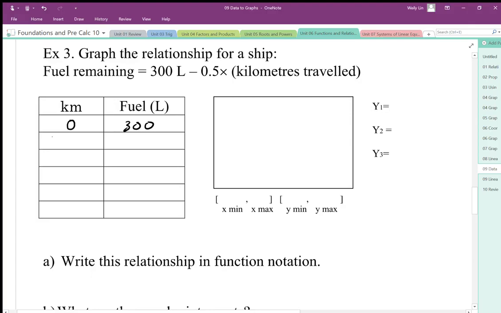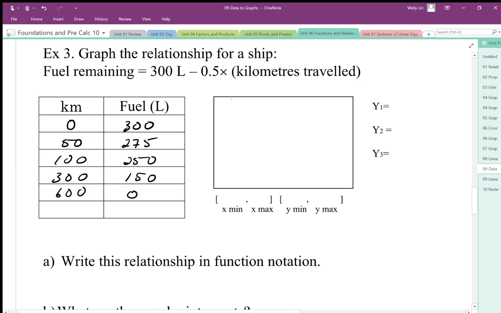So let's say we travel 100 kilometers. Okay, so maybe we should make smaller increments. Let's say 50 kilometers. We're going to lose 25 liters of fuel. Okay, so 0.5 times 50. Subtract that from 300. Okay, we have 100 kilometers traveled. We're going to end up with 250. Okay, so let's go 300. That's going to be 150 kilometers left. And then let's go all the way to 600, and we're down to 0.